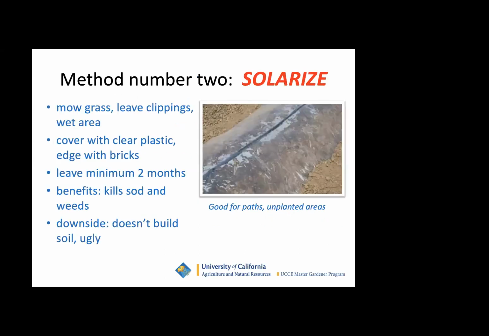Another method, and you may see this every so often, I see this around town, is solarization. With this method, you mow the grass, leave the clippings and wet things down, and then you cover it entirely with clear plastic and you edge it with bricks because you cannot let in an inch of air, right? You're basically just trying to bake it. You want to leave this on for about 2 months.